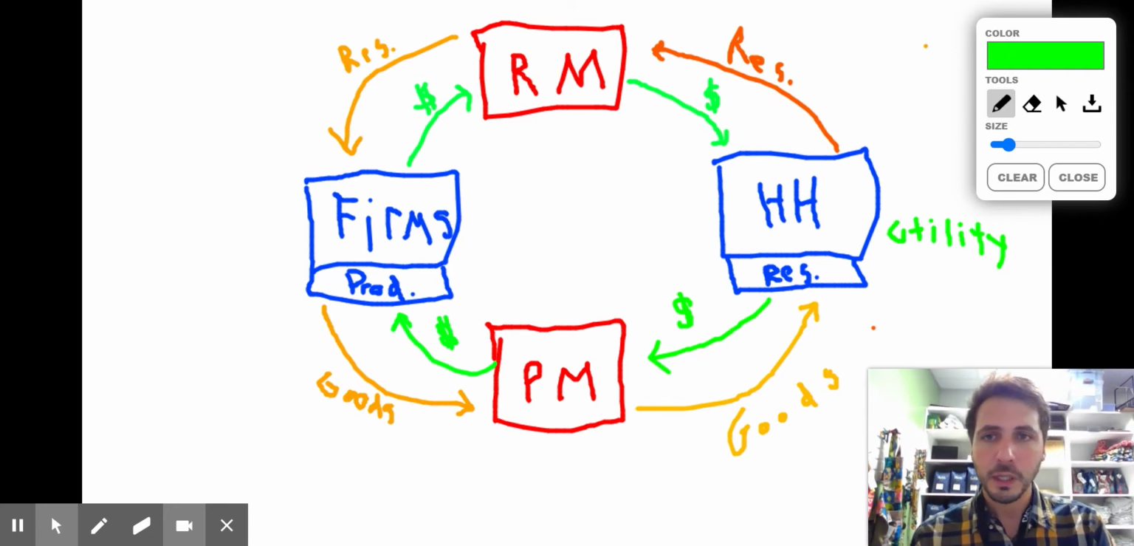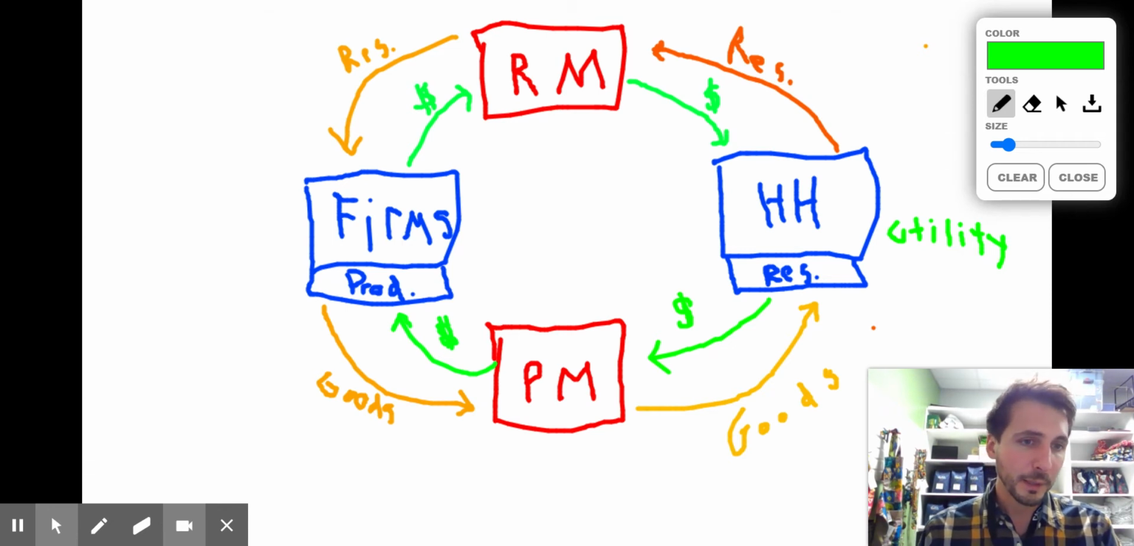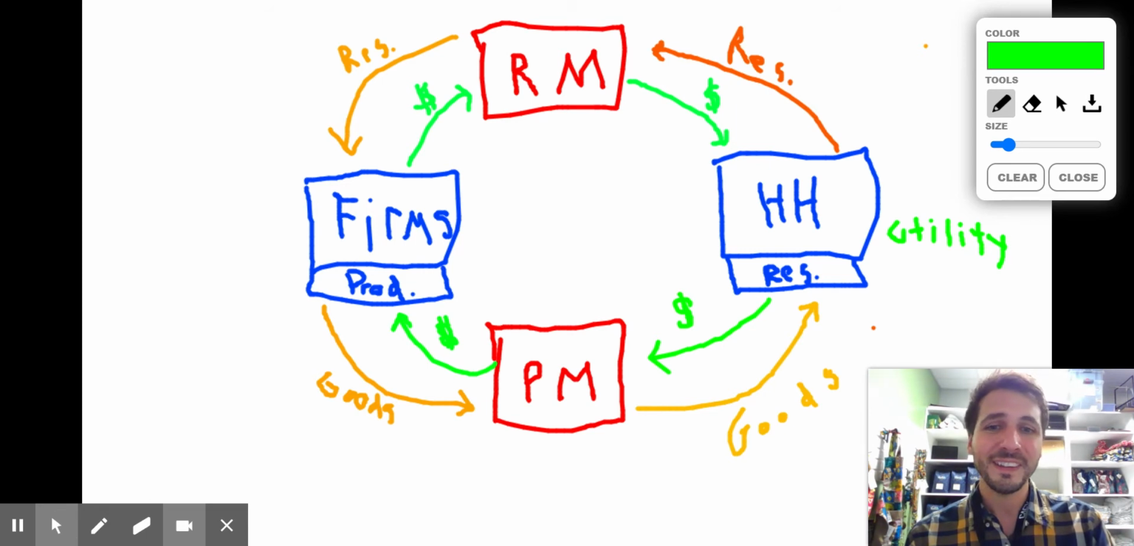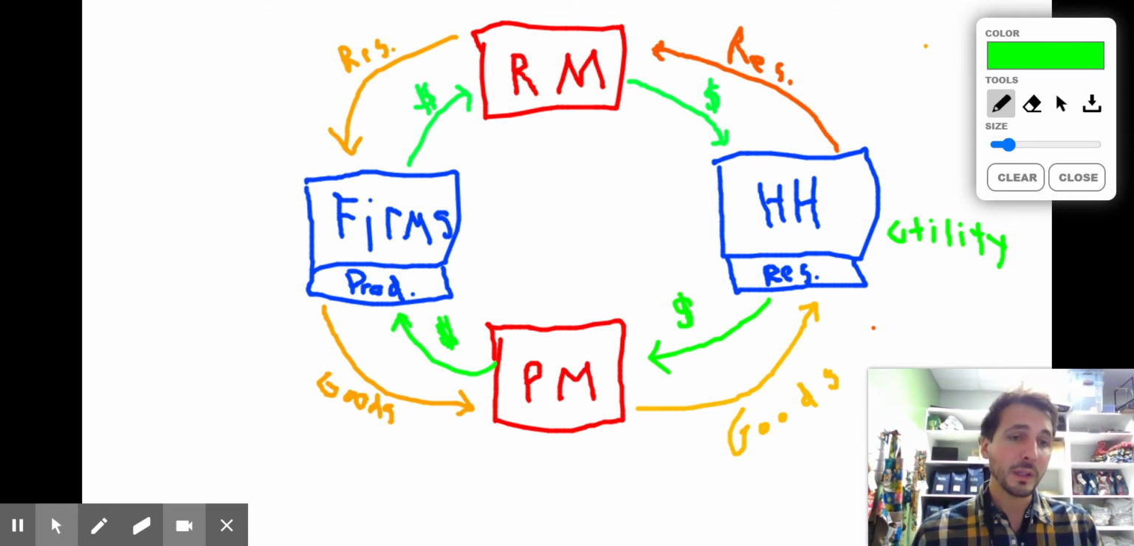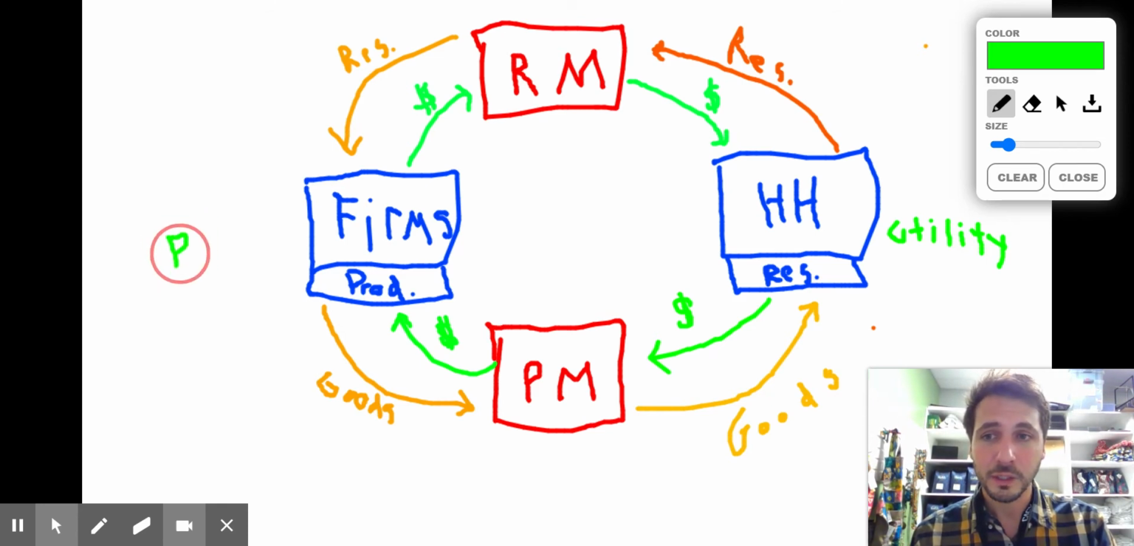We jump over here. What's going on with firms? Well, firms bought those resources in the resource market with money. What do they do with those resources? They produce goods and services, which they then take to the product market and they get income in return. So they utilize the purchase of resources to produce so that they can then sell those goods and reap maximum profit, not utility, but profit.